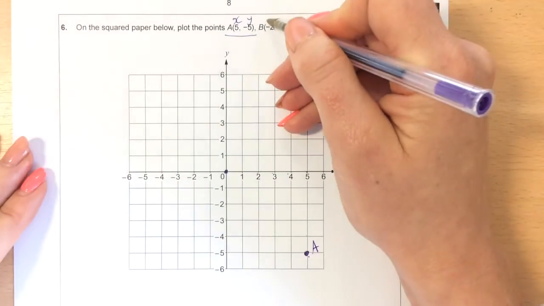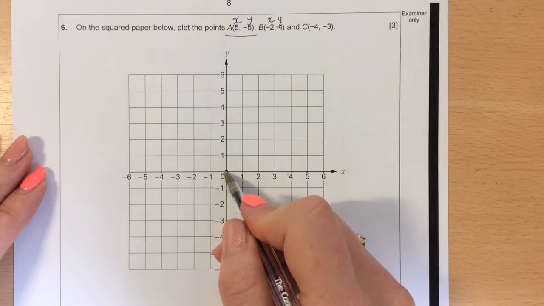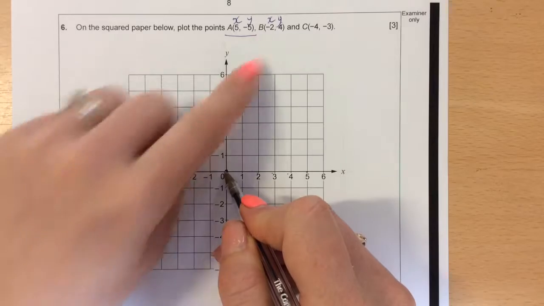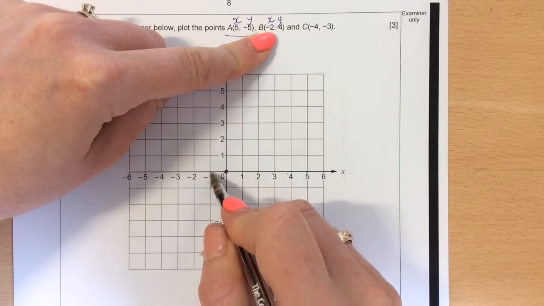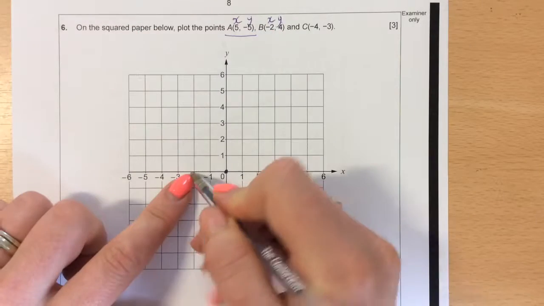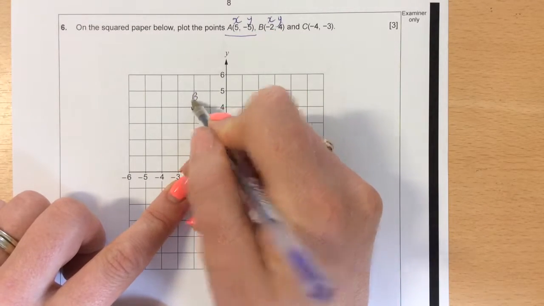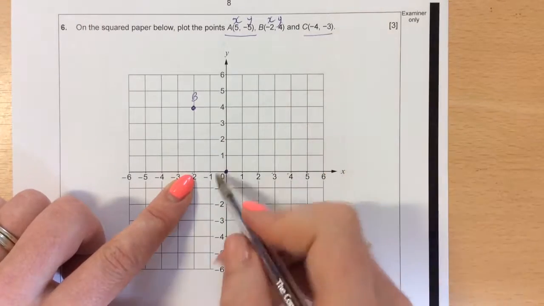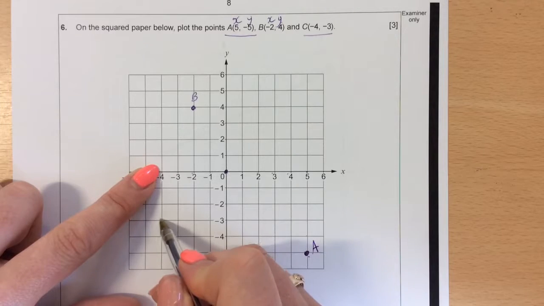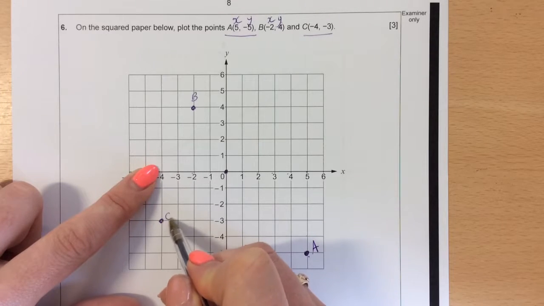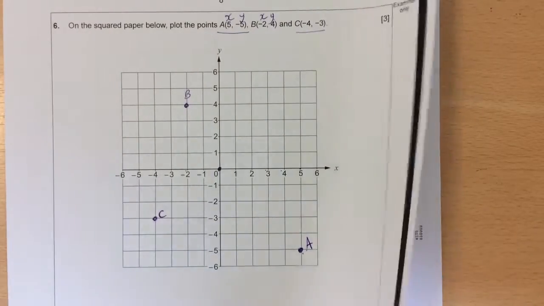Now point B, remember, these are my x and my y. So you always start at the origin, and I'm going 2. Well, it's a minus 2, so that means I'm going 2 left, minus 2, and up 4. 1, 2, 3, 4. So that's point B. And point C is minus 4, which is here, minus 3, which is here. And that's the point C. Easy. Easy 3 marks in an exam.